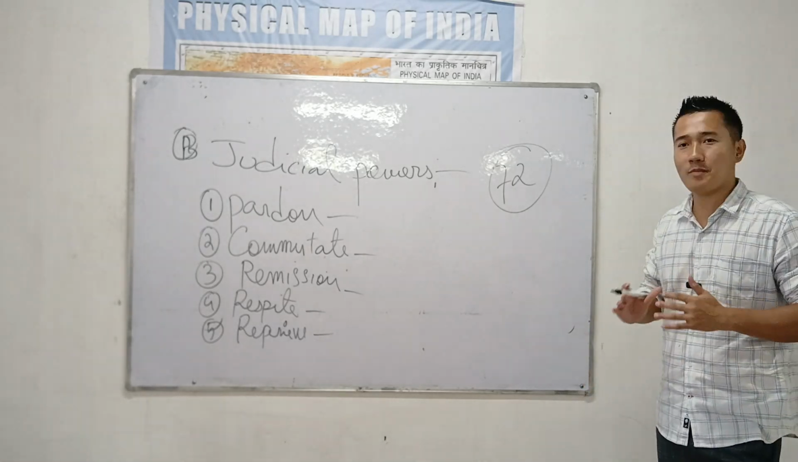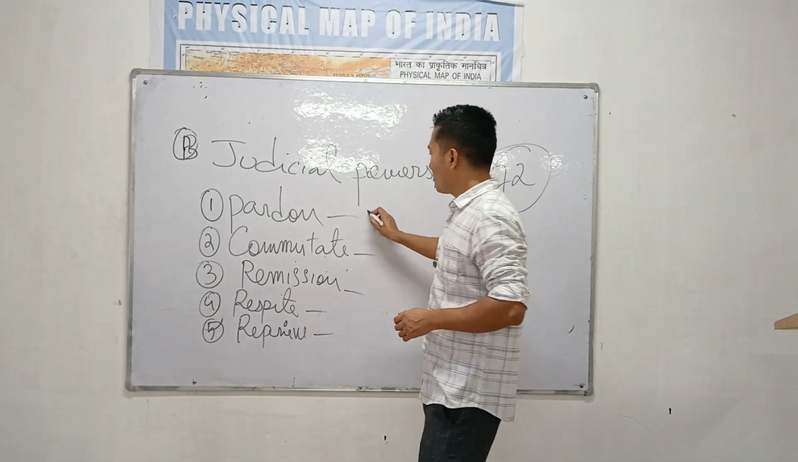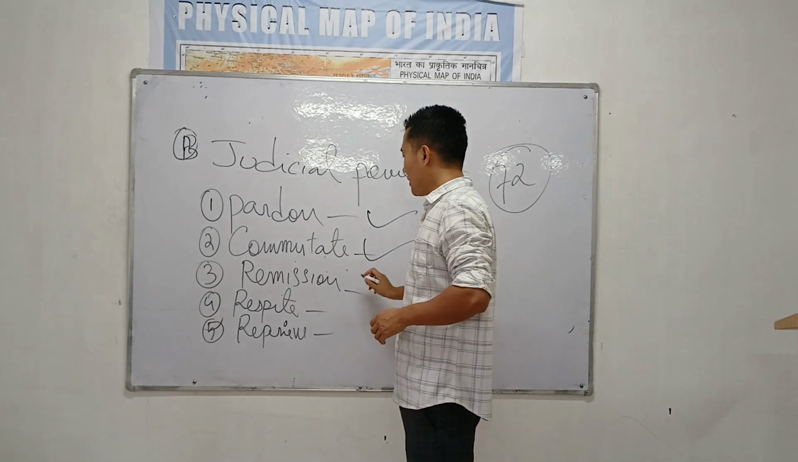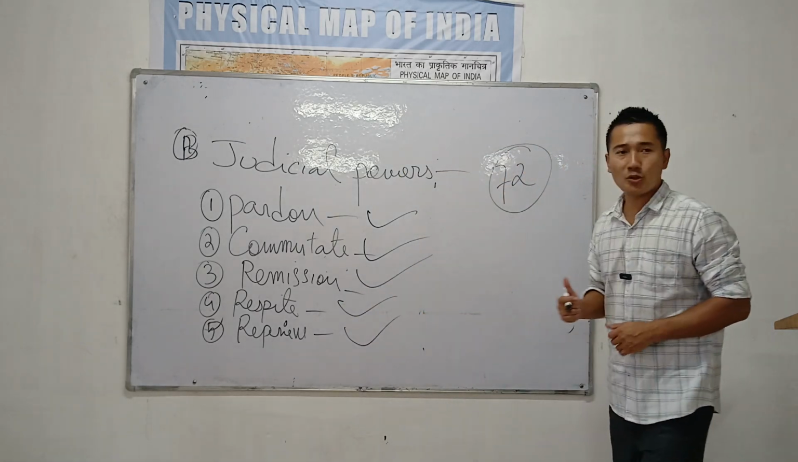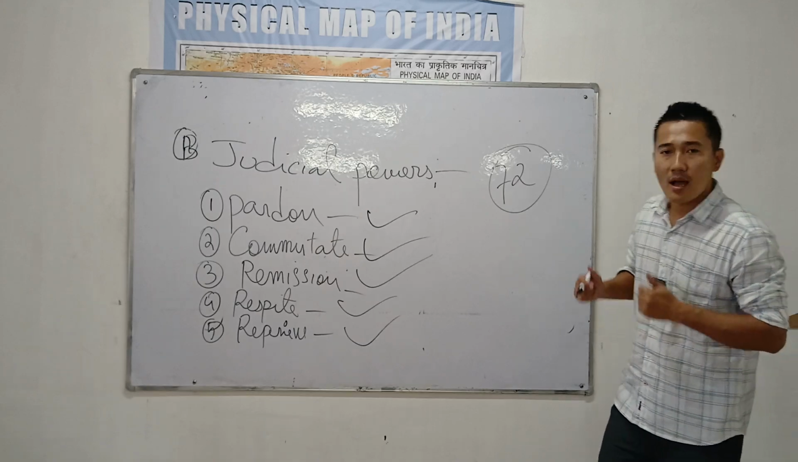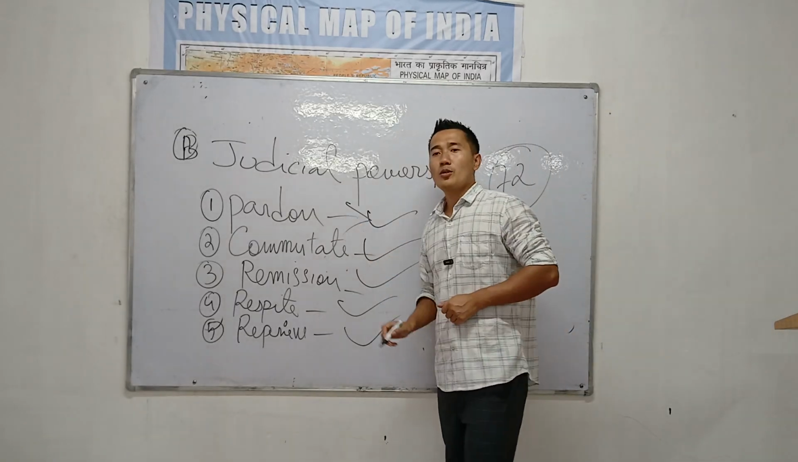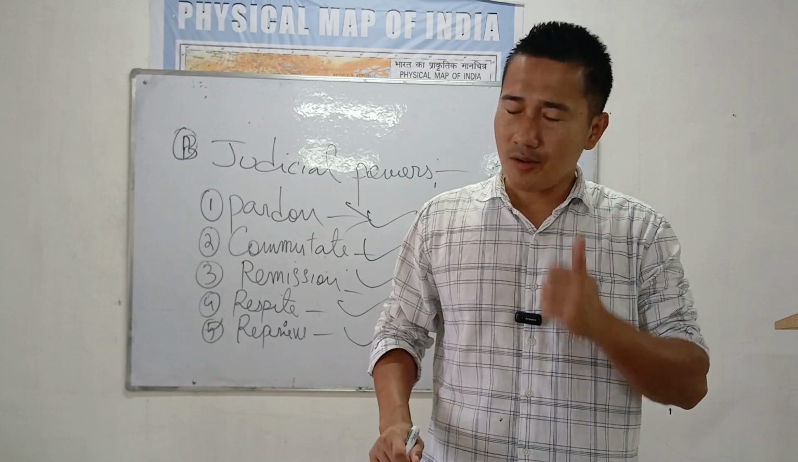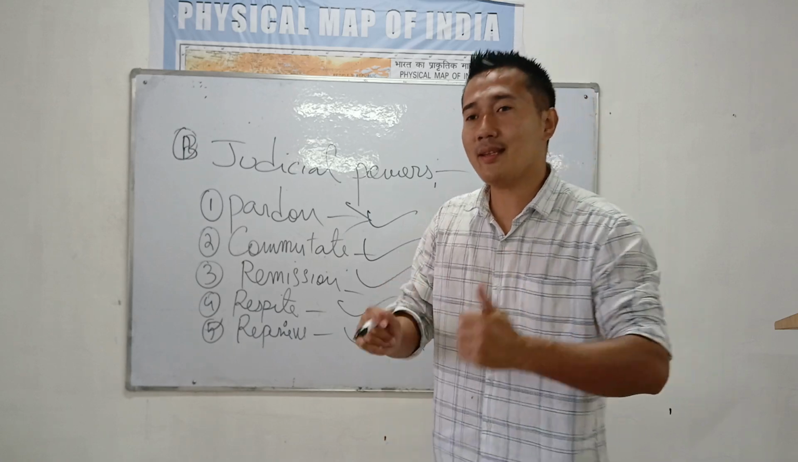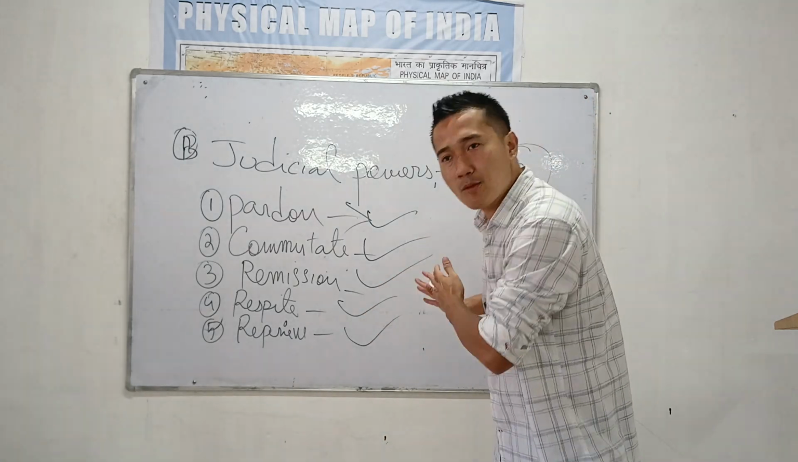Under this we have 5 powers: pardon, commutation, remission, respite, reprieve. So let us discuss the judicial powers of the President. Number 1, pardon means, suppose you came across a murder case, a rape case, but under certain circumstances, the President can let the culprit absolutely free.